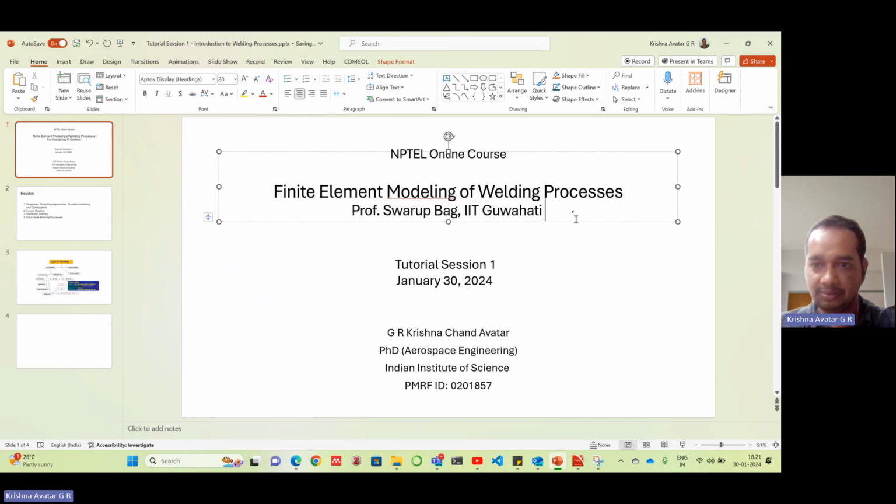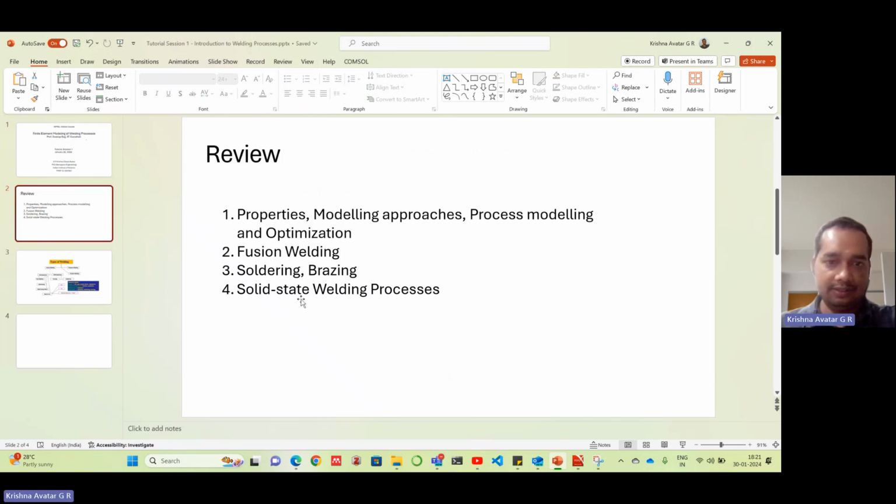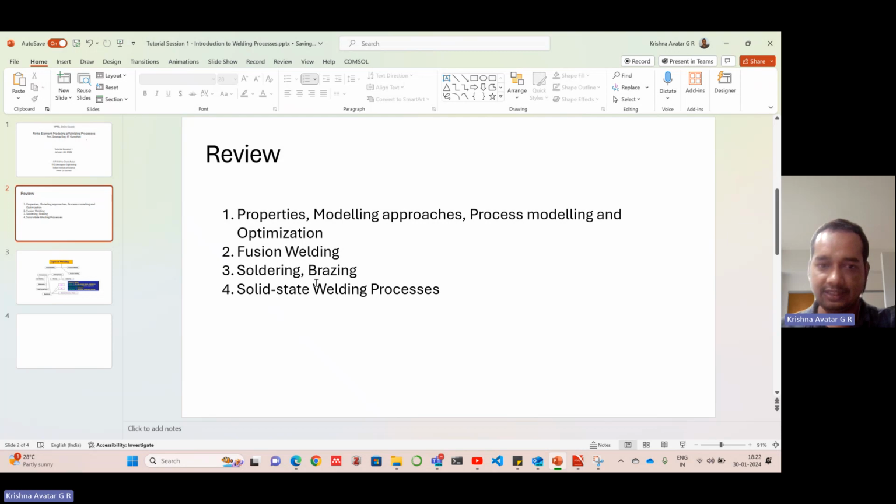From the next week onwards, we'll be discussing quite a bit about the session here. In the first week, the lecturer covered the properties and modeling approaches for welding processes, process modeling and optimization. Then there was a discussion about fusion welding and different approaches such as soldering and brazing, and then it ends with the solid state welding processes.